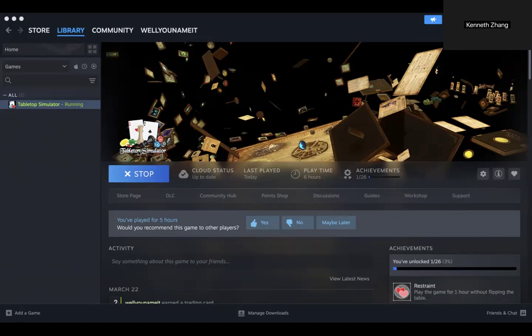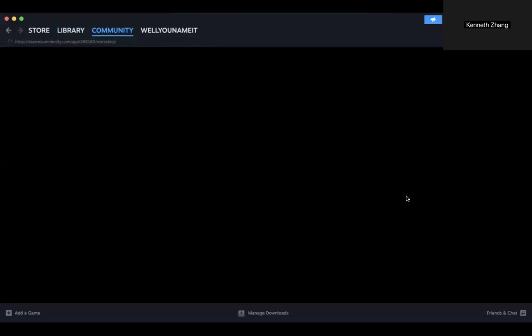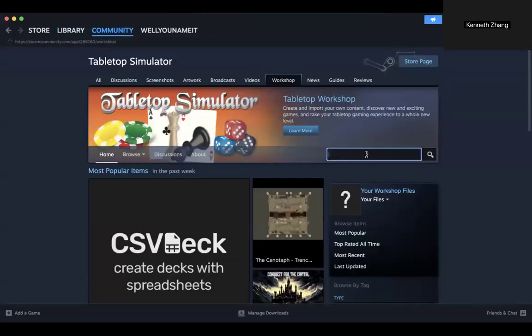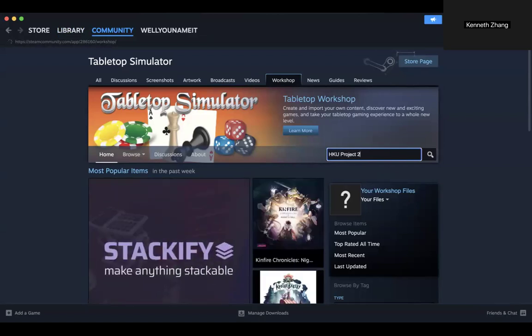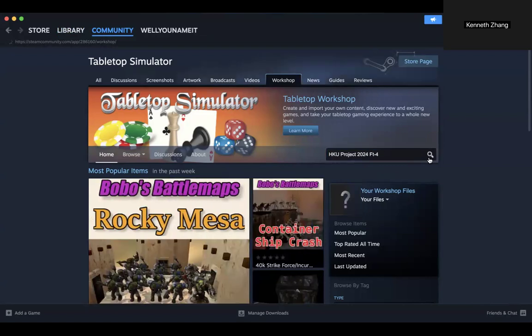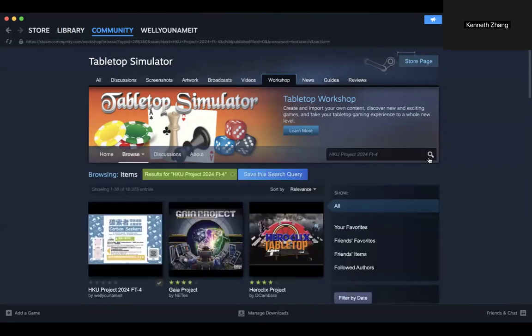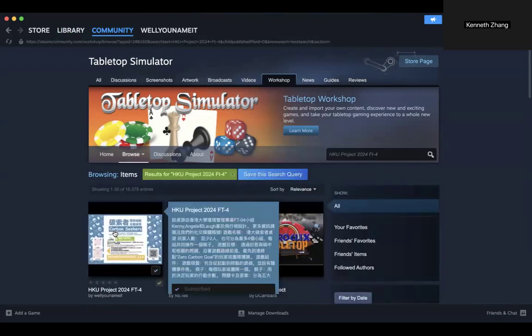So from here, we could find Tabletop Simulator from the library. If you want to download our board game, you should go to the workshop page and search HKU project 2024 full-time 4. And you could see our board game is right here. So let's initiate it now.